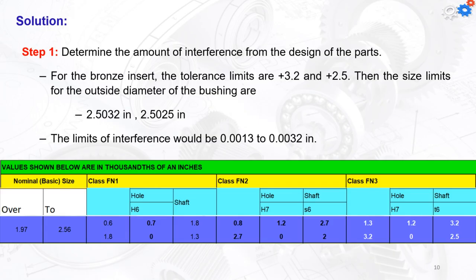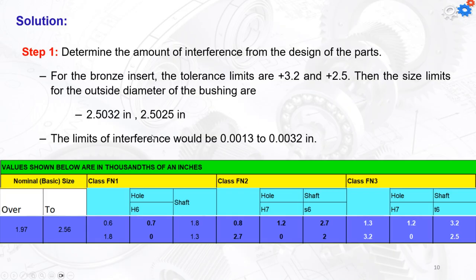Okay, so now we got the values here and we can continue with our solution. You can see what we add in here are these values for the shaft part. By adding 2.5, that's in thousandths of an inch, we can find the minimum diameter here. And by adding the 3.2 divided by 1000, you can find the maximum diameter for the shaft. So the limit interference is going to be equal to 0.0013 to 0.0032 inches.